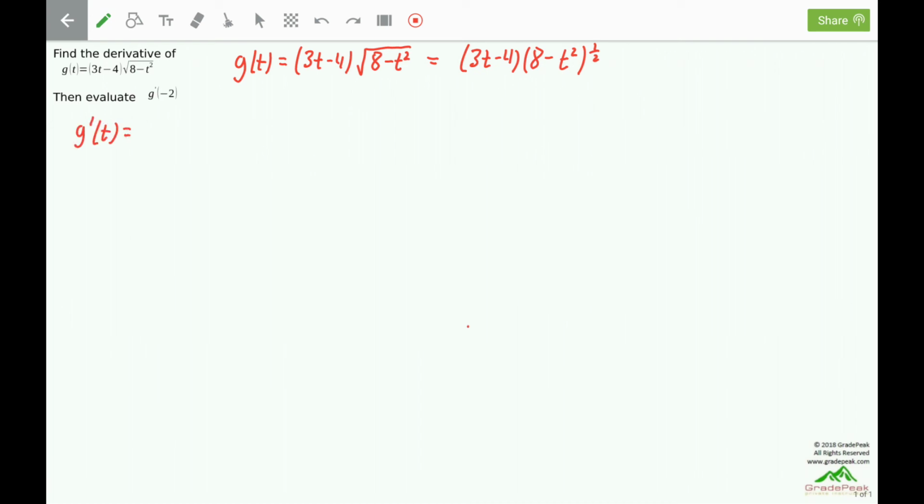g prime of t will be the derivative of the first, 3t minus 4, the derivative of that will be a 3, times the second left alone, so 8 minus t squared to the 1/2 power, plus the first left alone, 3t minus 4, times the derivative of the second, which is a power rule overall because of the quantity to the 1/2. So 1/2, bring down the power, 8 minus t squared, subtract a 1 from the power, I will call it 2/2, and then multiply by the derivative of the inside. 8 will be a 0, negative t squared will be a negative 2t, to complete our chain rule.